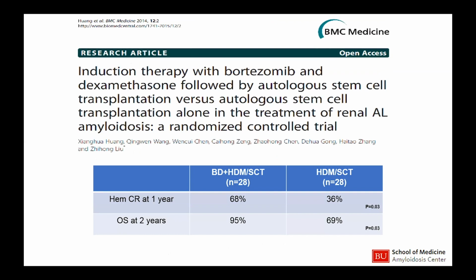A randomized controlled clinical trial from the Chinese group looked at 56 patients who were randomized to receive induction therapy with bortezomib and dexamethasone for 2 cycles, followed by stem cell transplantation, versus stem cell transplantation alone in the treatment of new diagnosis of AL amyloidosis with renal involvement. Hematologic complete response at 1 year and overall survival at 2 years favored the induction therapy followed by stem cell transplantation.